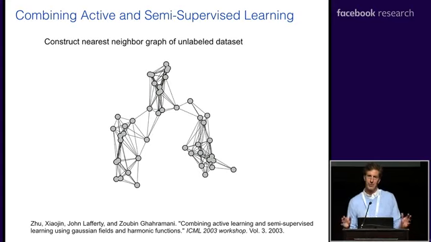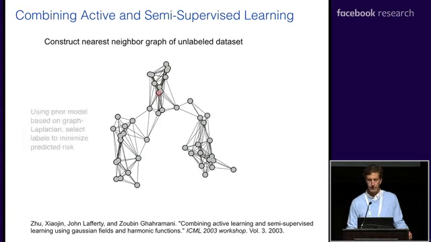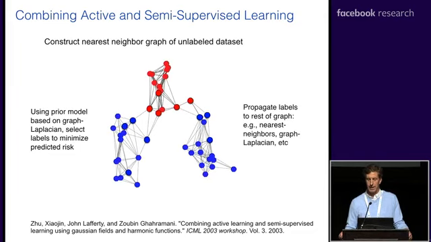We're going to use kind of a graphical notion and try to exploit the structure and geometry of the unlabeled data set. So where you would start is you build a nearest neighbor graph, say, of your unlabeled data set. And then what you're going to do is use a prior probability model based on the graph structure, the graph Laplacian, and select examples in a sequential fashion to minimize the predicted risk under that prior probability model. And then once you've labeled some subset of them like this, what you can do is then propagate the labels to the rest of the graph using nearest neighbors or the graph Laplacian extension or whatever.